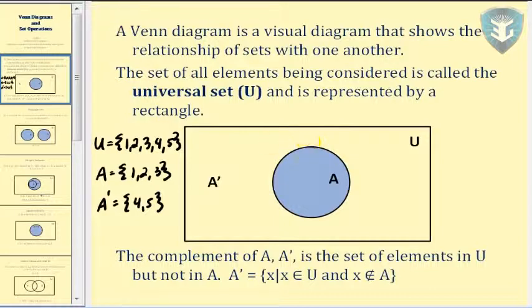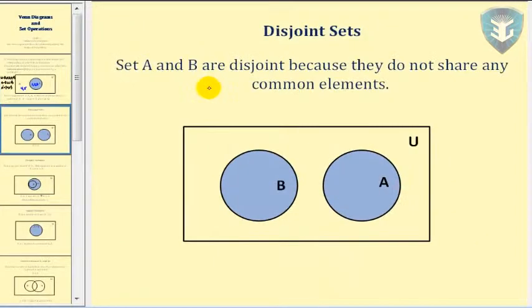So the elements 1, 2, and 3 would be inside set A, and the elements 4 and 5 would be outside circle A. Set A and B are disjoint if they do not share any common elements. So using a Venn diagram, set A and set B would not overlap.